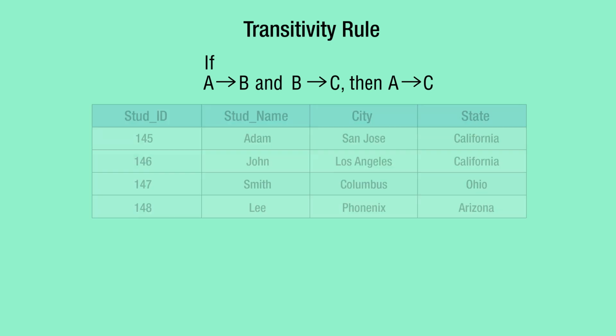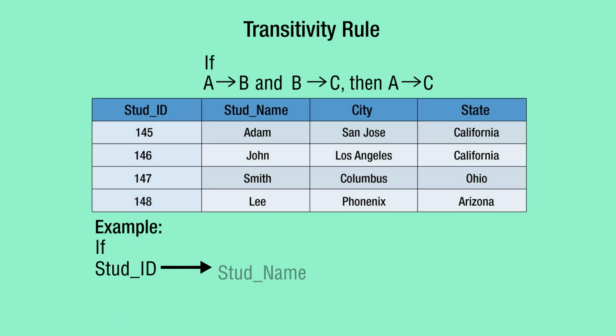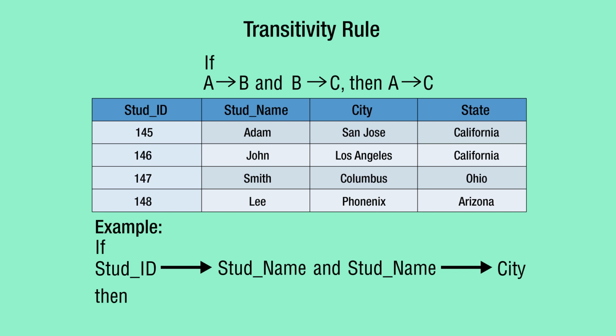Now let us see what the transitivity rule says. According to the transitivity rule, if A determines B and B determines C, then indirectly we can determine C from A. Consider the same example of the student table. If student name is determined by student ID and city is determined by student name, then by transitivity rule we can say that student ID determines city.